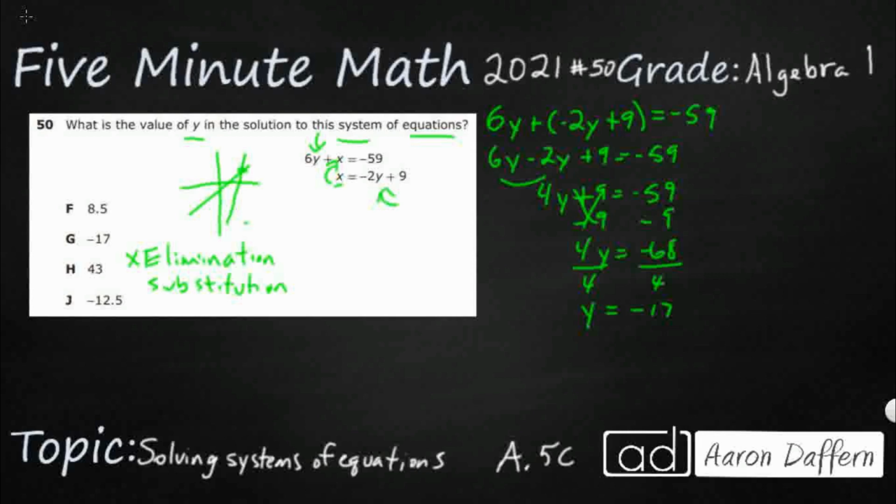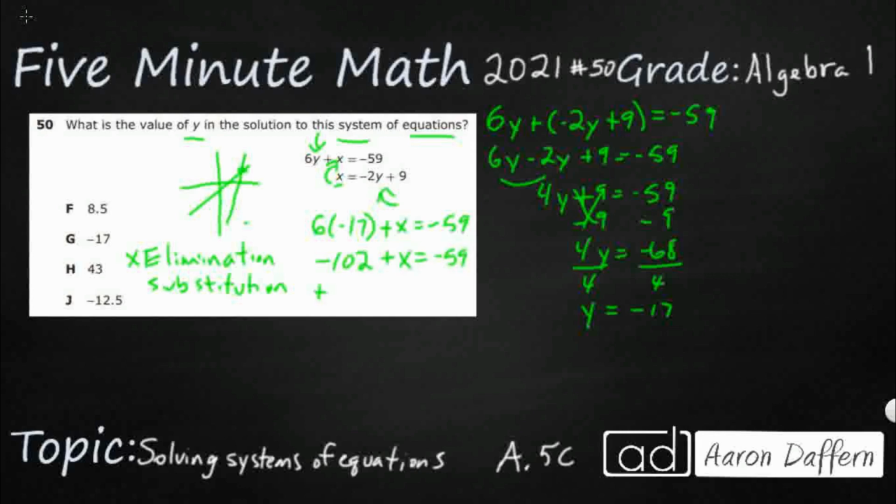But that's fine. I'm going to start with the first one. 6 times negative 17 plus x equals negative 59. Let's just multiply that out. We've got 6 times 17. What is that going to make? 102. So it's negative 102 plus x equals negative 59.